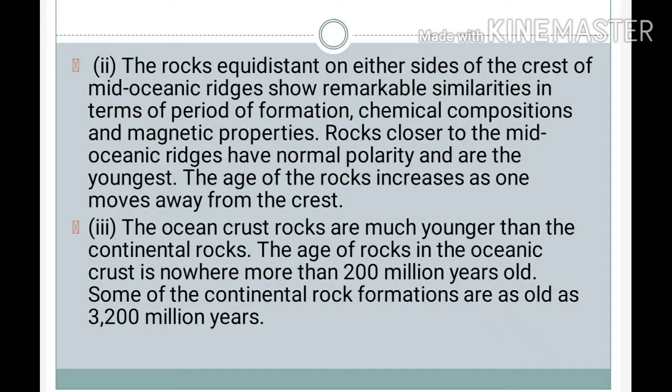The third fact which was revealed was that the oceanic rocks are much younger than the continental rocks. The age of the rocks in the oceanic crust is not more than 200 million years. Some of the continental rock formations are as old as 3200 million years. So, from here we can conclude that the oceanic rocks are the youngest as compared to the continental rocks. So, these were the two more facts which were revealed.